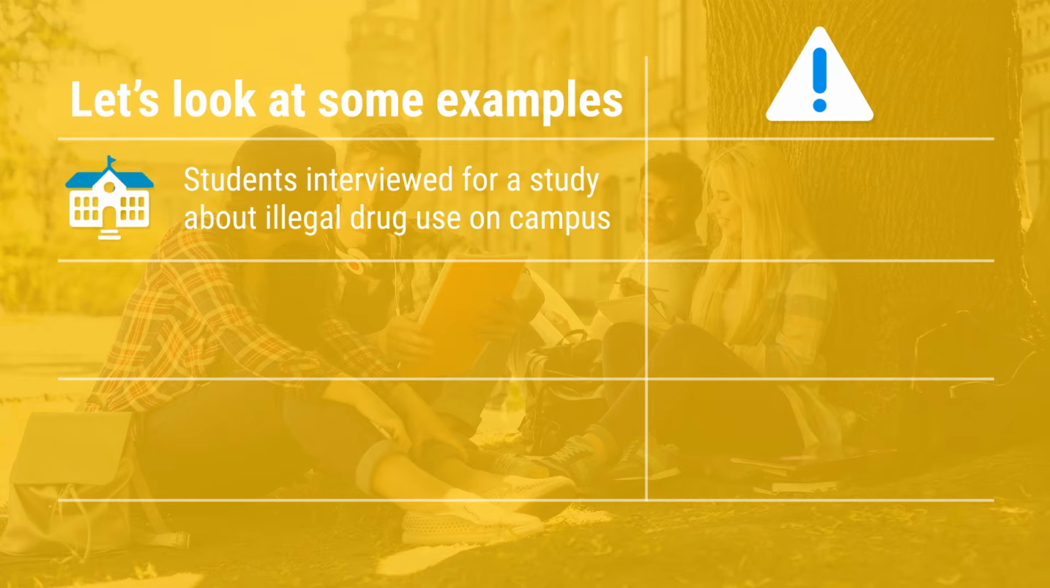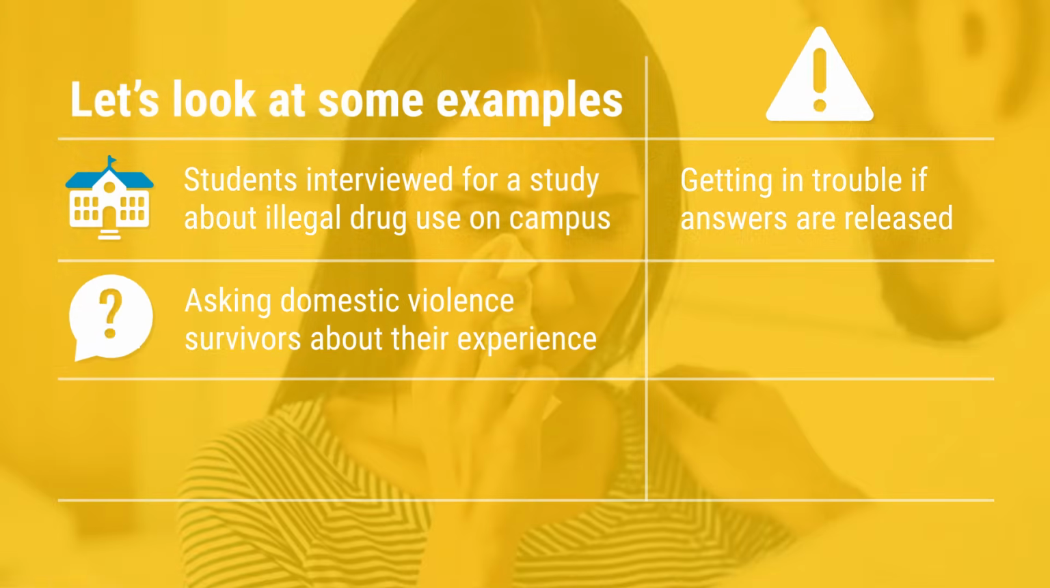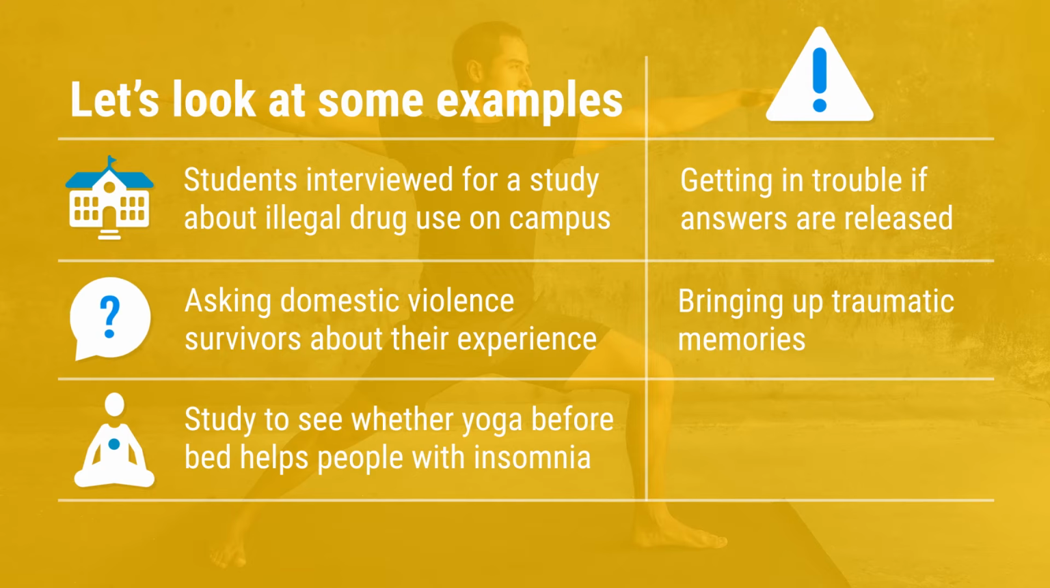College students who are interviewed for a study about illegal drug use on campus run the risk of getting in trouble if their answers are released to school authorities or law enforcement. This study presents a privacy risk to the college students that participate in it. A study that asks survivors of domestic violence their experience living with the abusers might bring up traumatic memories that could be emotionally very upsetting. Lastly, a study to see whether yoga before bed helps people with insomnia fall asleep faster may involve the risk of physical injury if the people who participate don't know how to do yoga correctly.